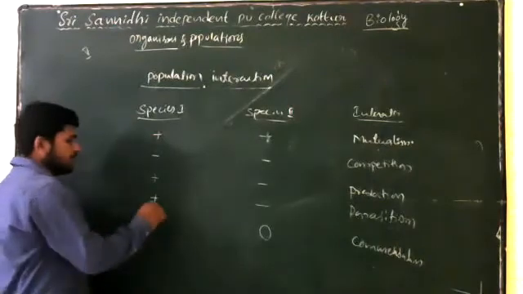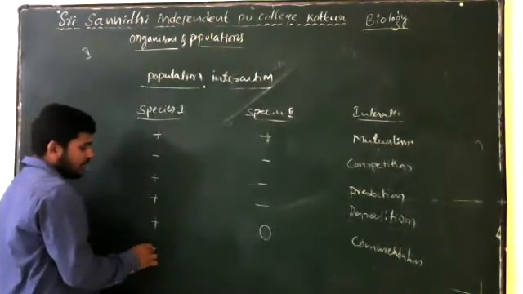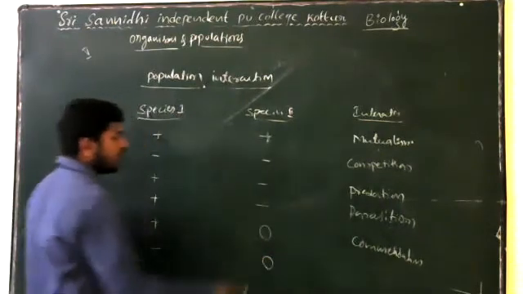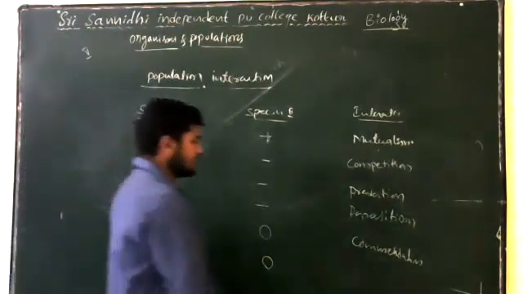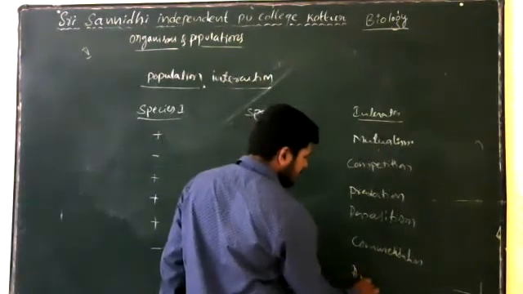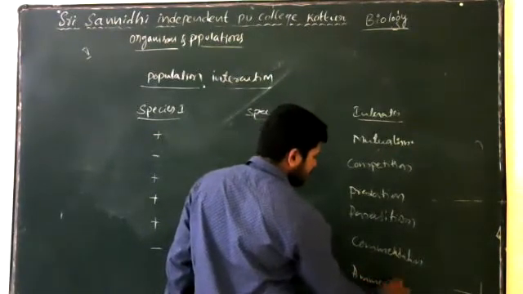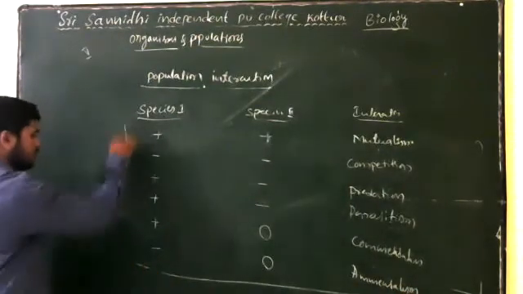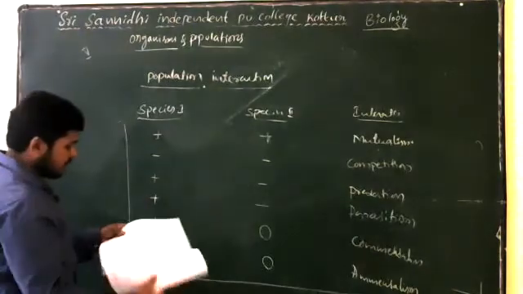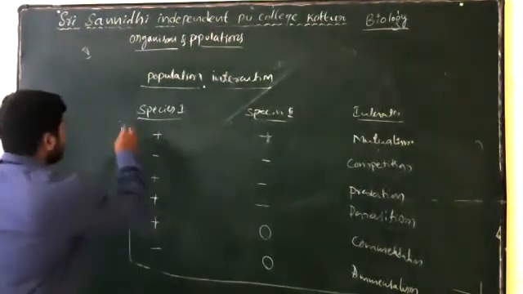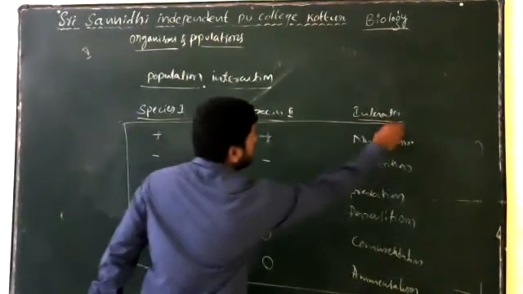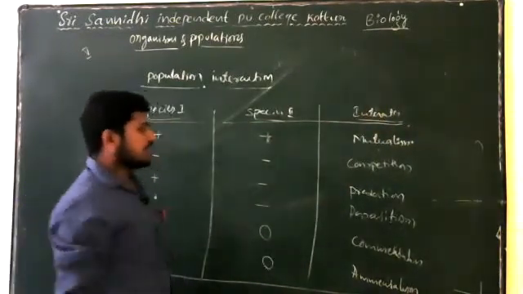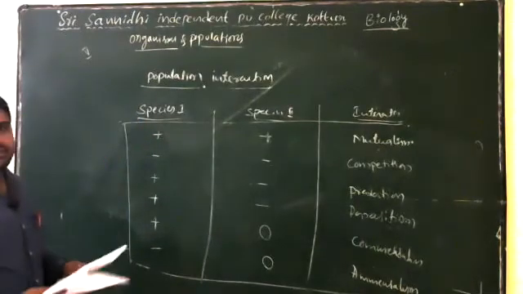If the interaction between two organisms is one where one organism gets harmed and the other species is neither harmed nor benefited, such type of interaction is called amensalism. This is very important, and you should remember it. So: mutualism, competition, predation, parasitism, commensalism and amensalism.